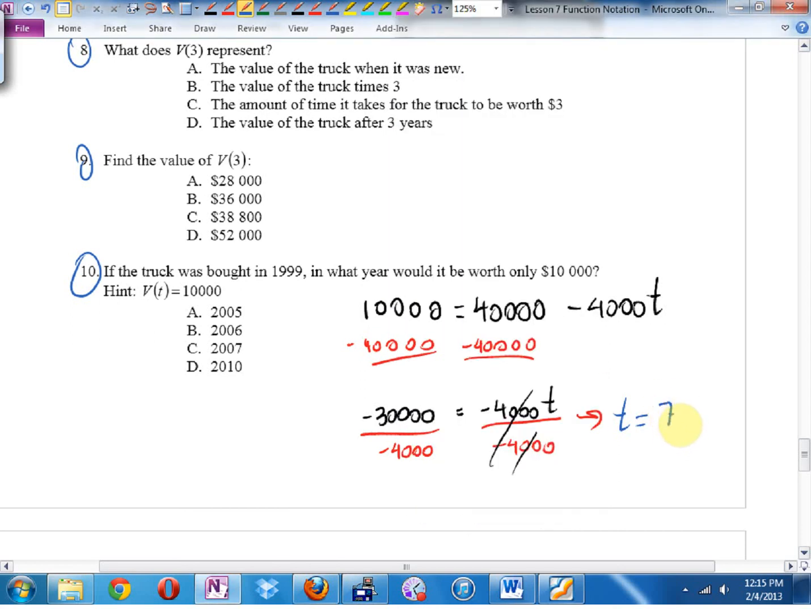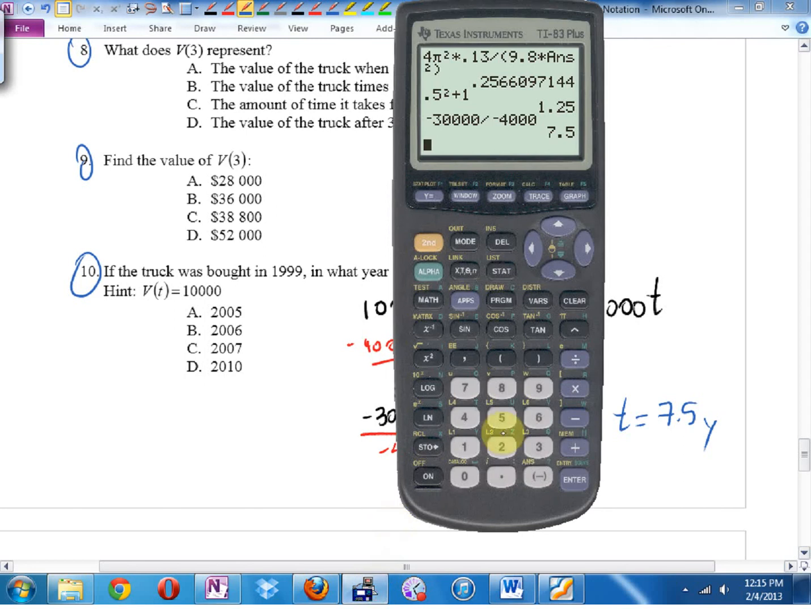7.5 years. Now, that's not an answer to pick from, because it says, what year do we start out in? Sure, 1999. During which year will it be worth $10,000? 2006. Yeah, sometime between 2006 and 2007. What does the answer say, B or C? On the back it says B.